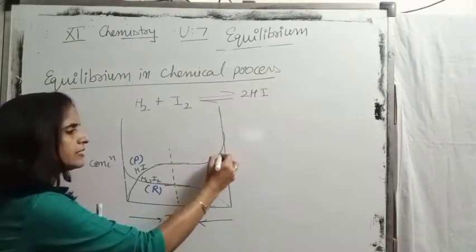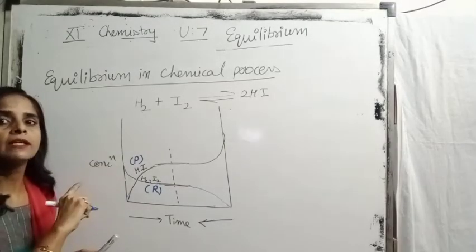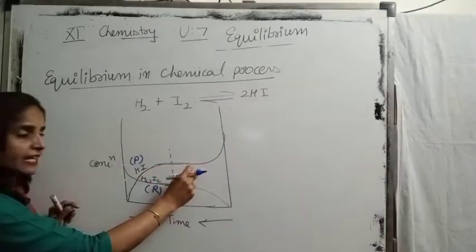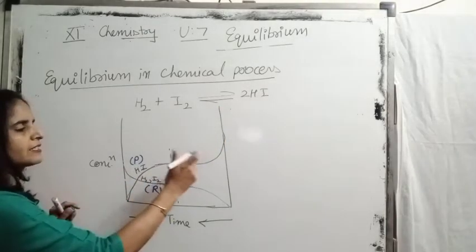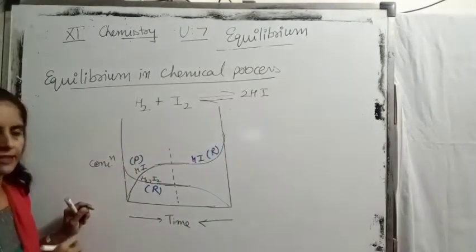Here this is the decrease in concentration, and decreasing concentration is for reactants. So in this case HI is working as a reactant because here its concentration decreases. So here HI behaves like a reactant.